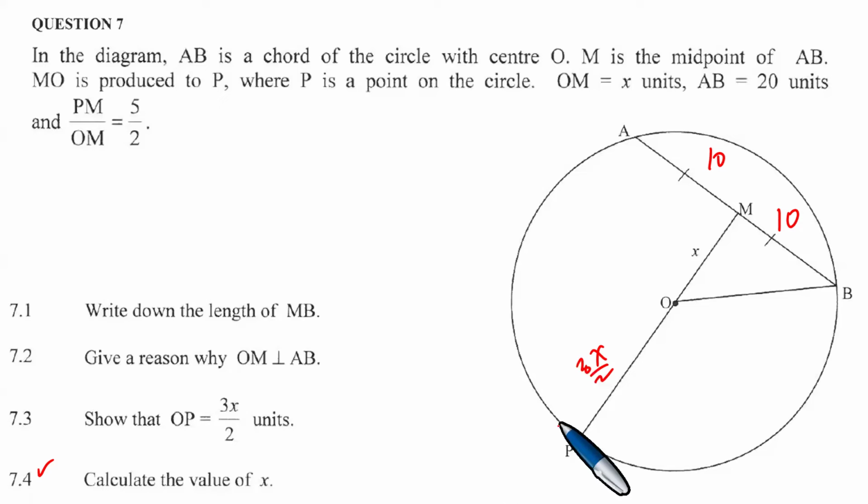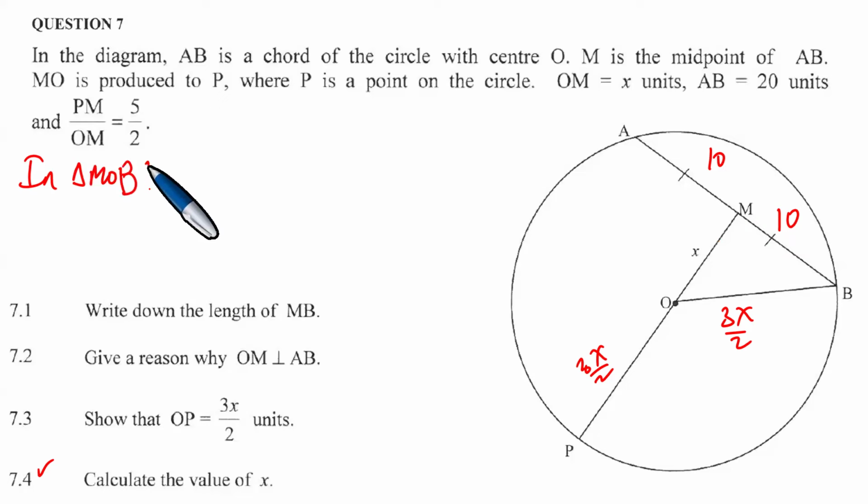Because we know that OP is 3X over 2, this one is also 3X over 2, because this is a radius, and the radius is a line segment from the center of the circle to the circumference of the circle. This is a radius, and that is also a radius. So we want to find, in 7.4, the value of X. We can tell the examiner that we're going to work in the triangle MOB.